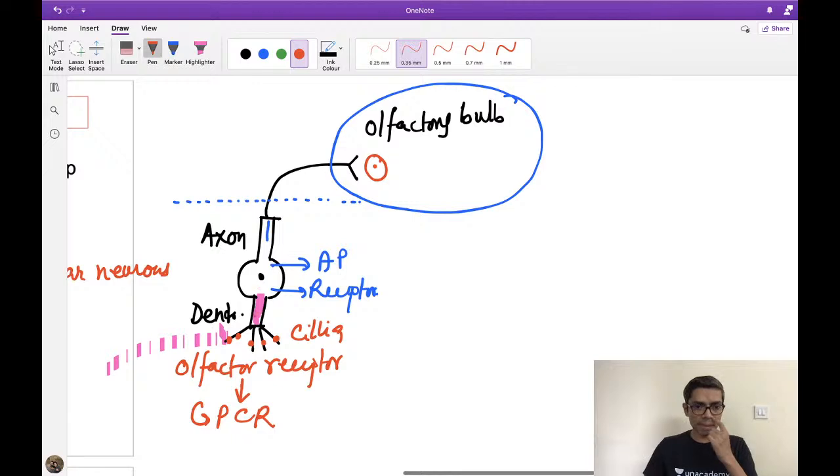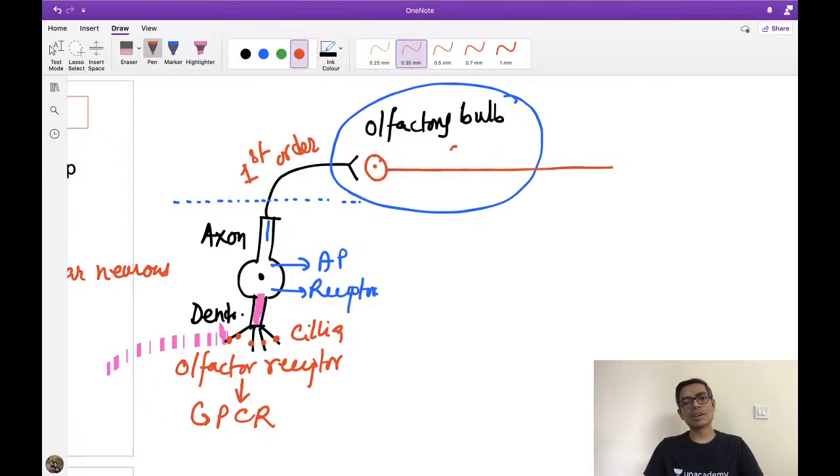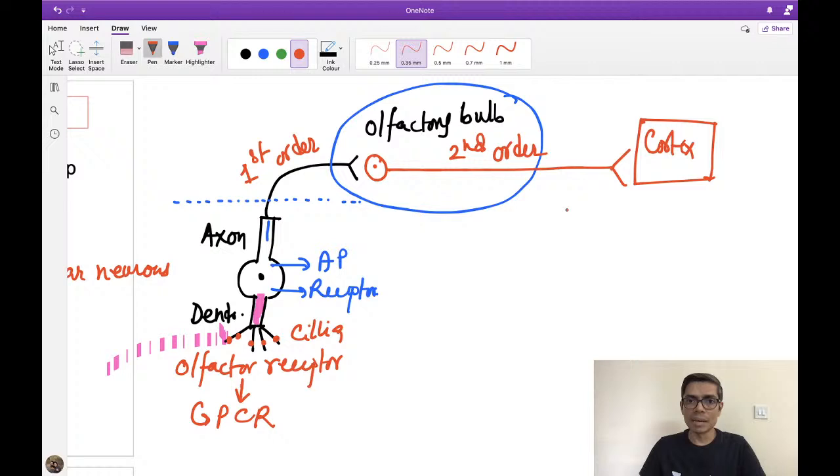This olfactory receptor is located on the bipolar neuron. It is the olfactory sensory neuron, so this is my first order neuron. This first order neuron reaches the level of the olfactory bulb. From the olfactory bulb, the second order neuron of this pathway will start, and this second order neuron will directly enter the cerebral cortex, bypassing the thalamus.